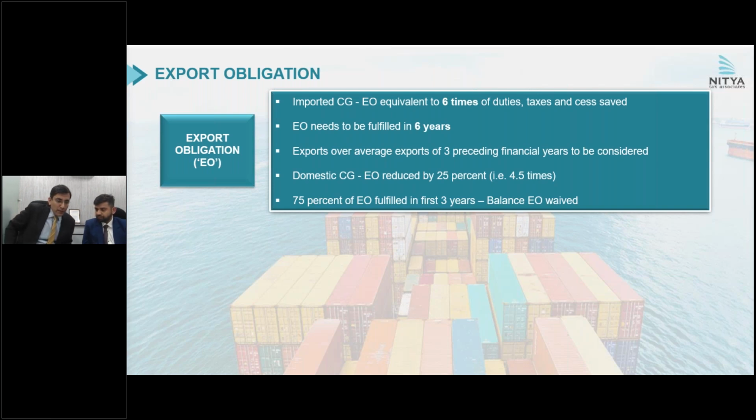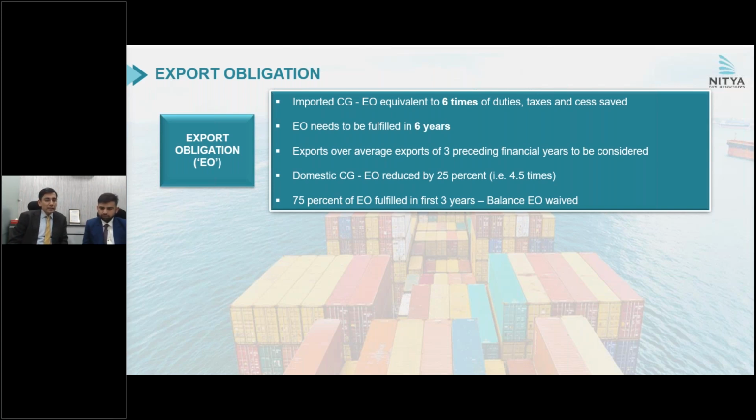Thank you, Himanshu. And if we have to summarize this, 6 is a very important number for EPCG scheme. Whatever duty you are saving, 6 times is the obligation, and you have to complete it in 6 years. This is the normal rule. And one important aspect is why the government has kept the average level of exports: the government expects that if presently, even without availing EPCG benefit, you have a particular level of exports, we want you to increase that level of exports, and whatever incremental exports you are making, only that will be counted towards export obligation.